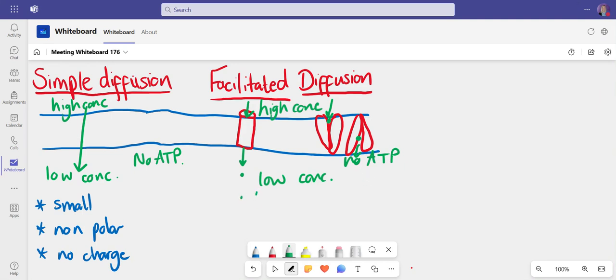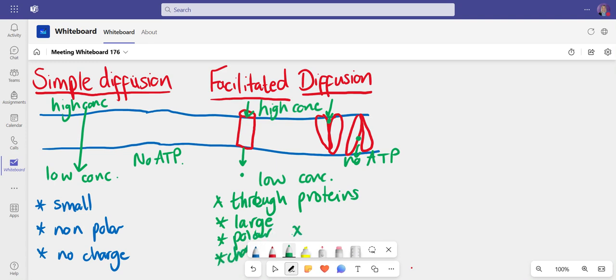So they have to go through proteins, and there's two types of proteins that they can go through. The types of molecules that can do this are the ones that can't do simple diffusion. So larger molecules, polar molecules, and charged molecules. So if they can't go by simple diffusion, but they still need to go from high concentration to low concentration, they'll go by facilitated diffusion.